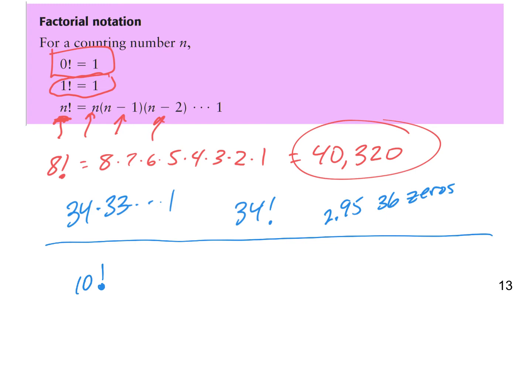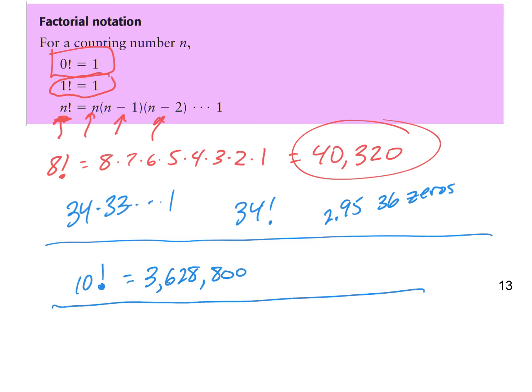10, math, scroll over, 4, factorial. That is 3,628,800 ways. Guys, 3.6 million ways you can call 10 of your friends and ask them to go to a party with you or go to Disney with you. Crazy.